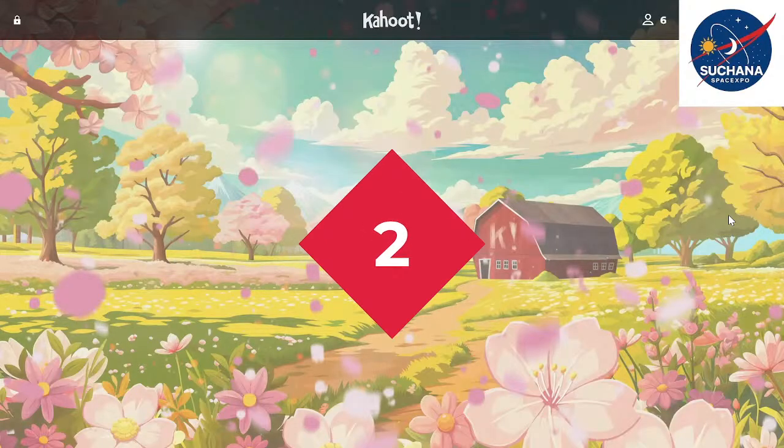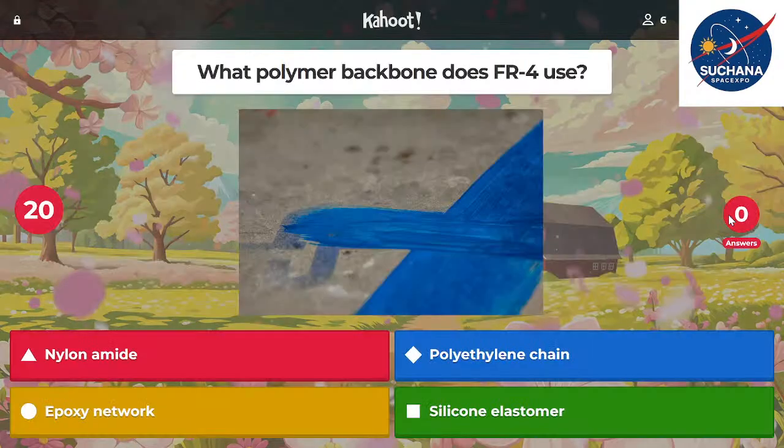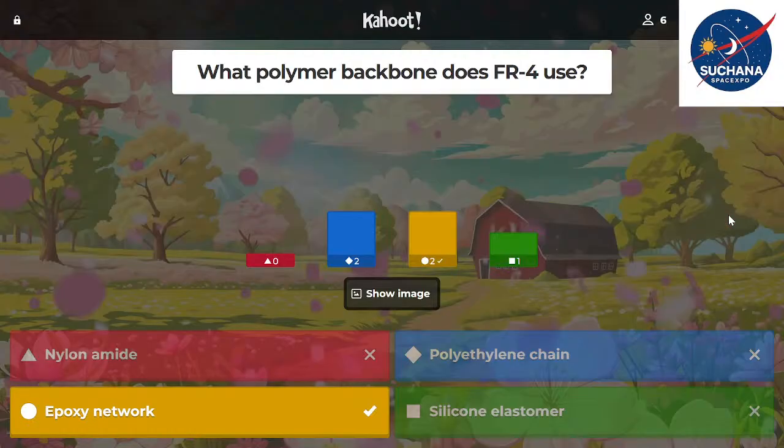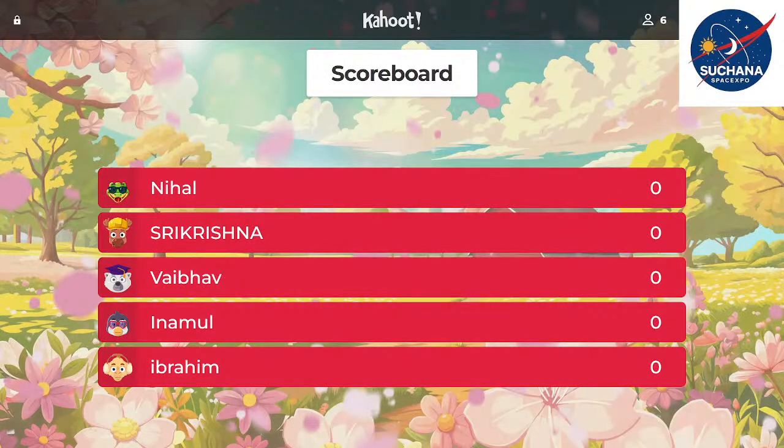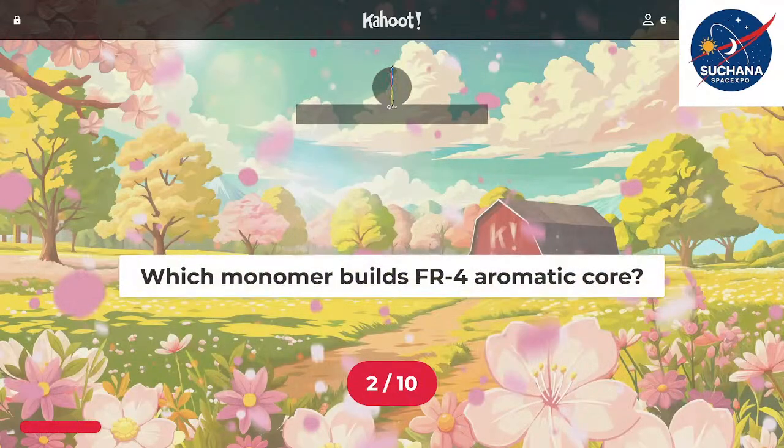So, first question on your screen. What polymer backbone does FR4 use? It uses epoxy network. We discussed it in yesterday's session. So Nihal is in the first position, and then Sri Krishna. The rest of the people have not answered, or maybe answered incorrectly.